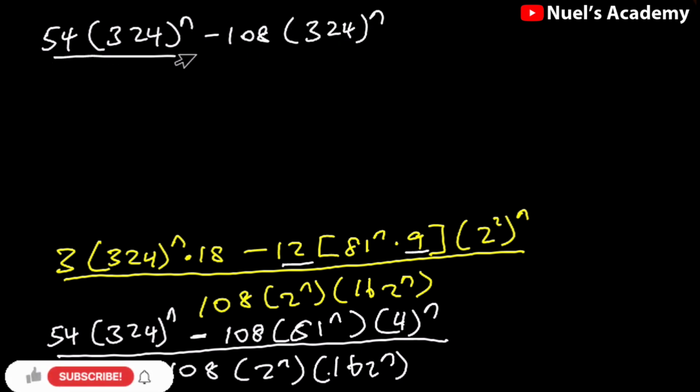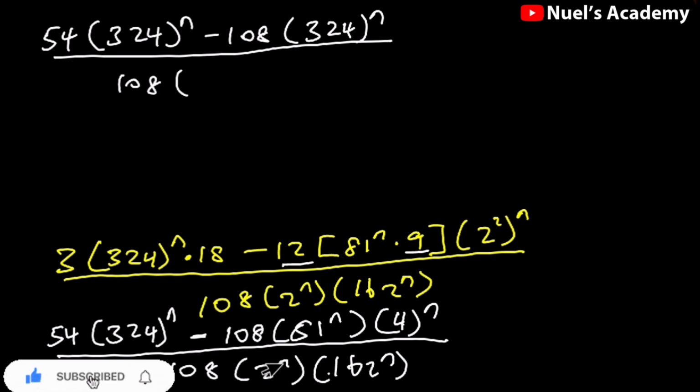Then this is over 108 into, so 2 to the power n times 162 to the power n. So we're just going to multiply 2 by 162 and then raise the answer to the power of n. So 2 times 162 is equal to 324, then all raised to the power n. So you can see that we have 324 raised to the power n, 324 raised to the power n, and then 324 raised to the power n.